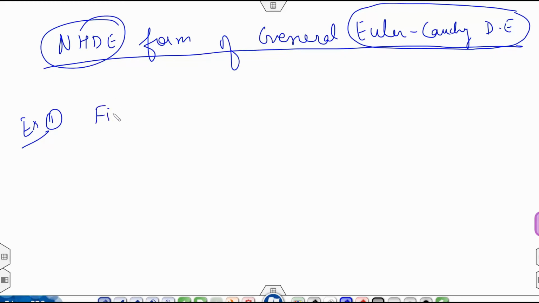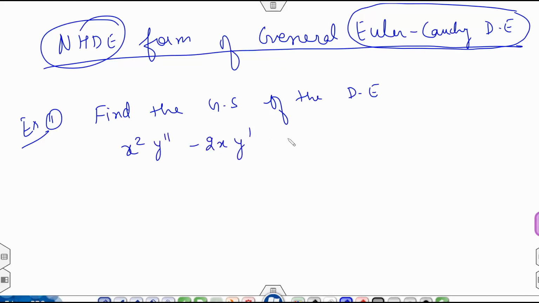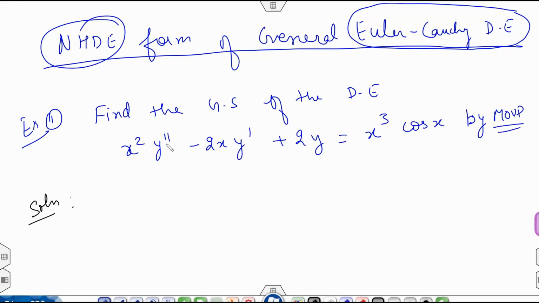So question number 1 is: find the general solution of the differential equation x square y double dash minus 2x y dash plus 2y is equal to x cube cos of x by the method of variation of parameters. So let us see how we can solve. As you can see, this is the form of Euler-Cauchy. So what you need to do is convert the entire equation by substitution, and you already know how you can convert this type of differential equation into an equation with constant coefficients.